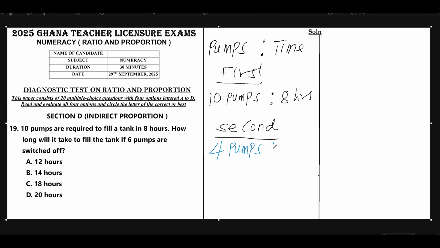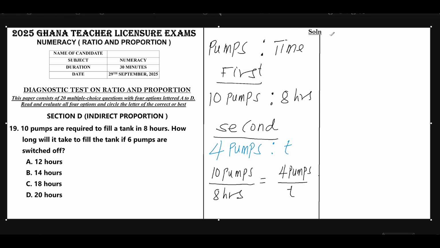And then we are to look for how long it will take. That is, we are to look for time. So let's represent time as t. So we are going to change them into common fractions. So the first instance, we have 10 pumps on 8 hours. And then the second instance, we have 4 pumps on, we don't know the time. So we have our equation.